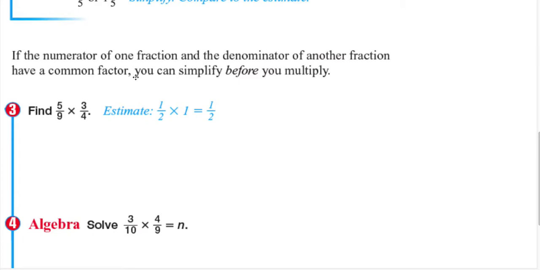Okay, so if the numerator of one fraction and the denominator of another fraction have a common factor, you can simplify before you multiply. Simply saying, you can use cross canceling to simplify. Let's take a look at 5/9 times 3/4. Let's estimate first. 1/2 times 1 will be our estimate, which our answer should be close to 1/2. Okay, so simplify before multiplying for this one.